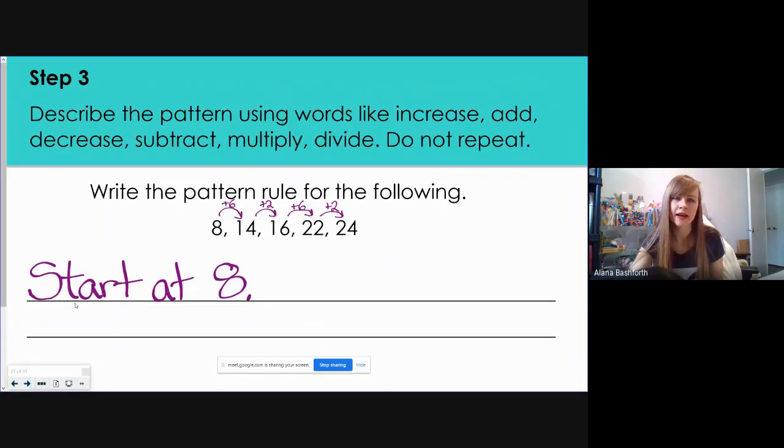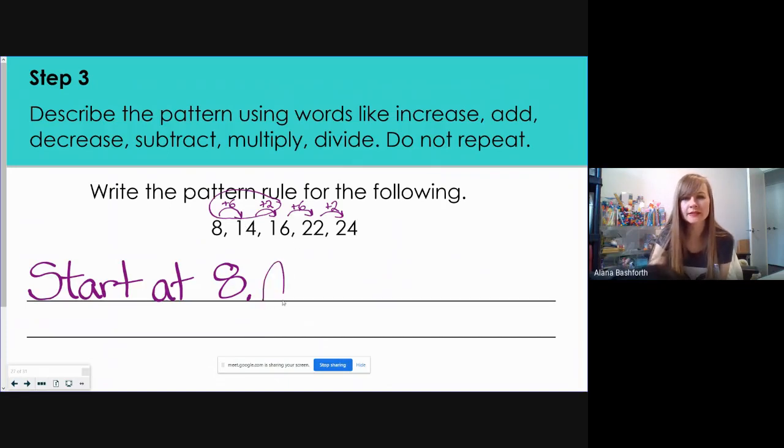After that, you're going to figure out what the pattern is. You're going to use words like increase or add, decrease, subtract, multiply, divide. Yes, there will be a couple questions like that. I think multiplying, I don't think there is dividing in the questions that I give you. But don't repeat anything. You'll notice that it has 6 plus 2 plus 6 plus 2. We just want where it doesn't repeat. So 6 and 2 right there, plus 6 and plus 2.